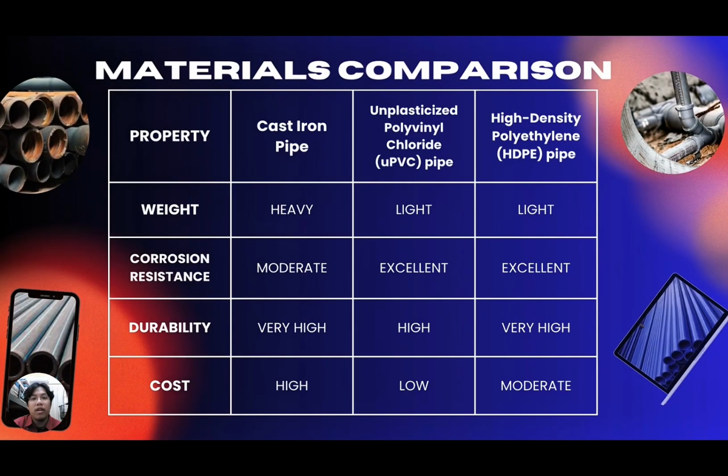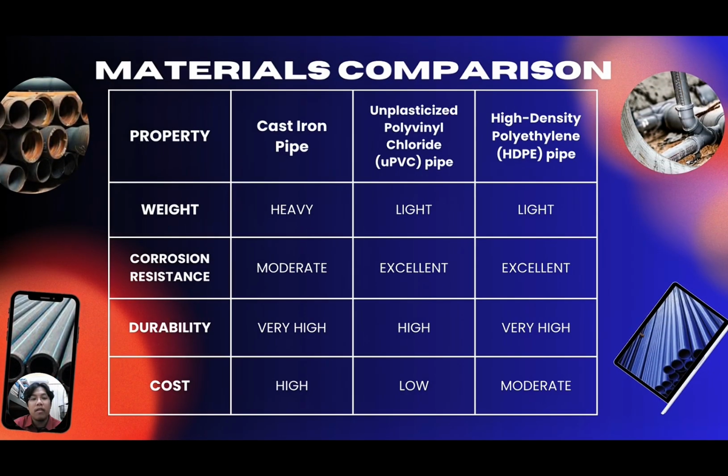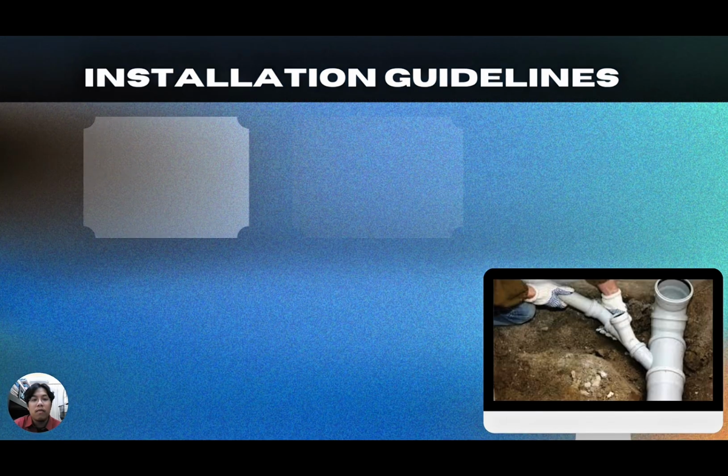Good afternoon, my name is Horesho Rawing and I will be doing materials comparison for these three types of pipes and their properties. Cast iron pipes are heavy compared to UPVC pipe and HDPE pipe where both of them are lightweight. Cast iron pipes have moderate resistance to corrosion while both UPVC pipe and HDPE pipe have excellent resistance to corrosion. UPVC pipe have high durability while both cast iron pipe and HDPE pipe have very high durability. Cast iron pipe have high cost, while UPVC pipe have low cost and HDPE pipe have moderate cost.